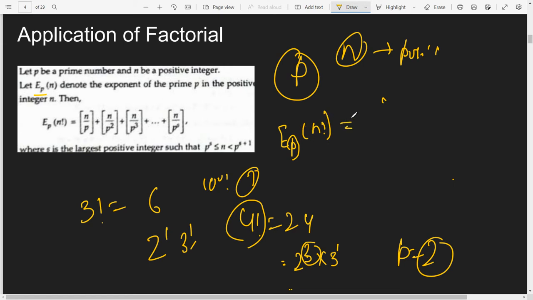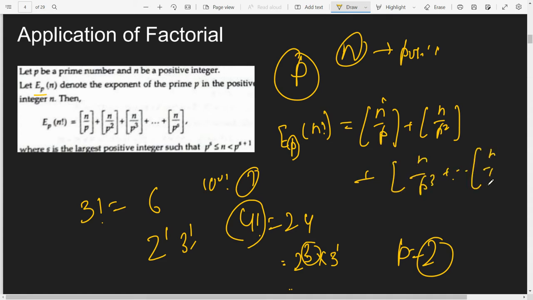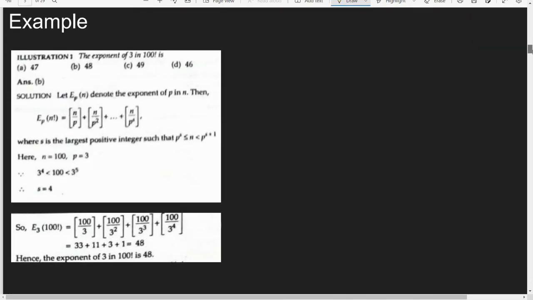It is n by p, then n by p square. This is the greatest integer function, obviously we are talking about the integer. Then n by p cube, and so on till n by p^s, where we find such an s that p to the power s is less than or equal to n, but p to the power s plus 1 is greater than n. So let me just explain it with an example and then you'll understand it better.